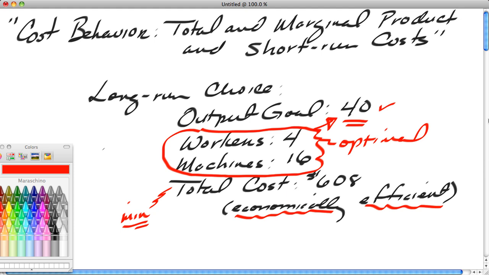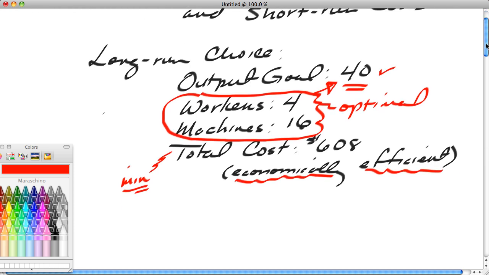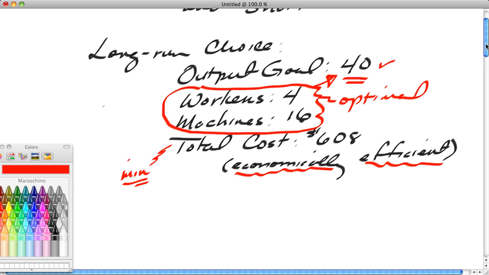Now, when we move into short-run analysis, the number of machines will be held constant. Let me review this with you. In the long run, all input variables can change. They're variable. So you can change the number of machines and the number of workers given enough time. But in the short run, you're going to be locked into a certain number of machines. So machines in this example are the fixed input in the short run. Let's go ahead and make a note of that.